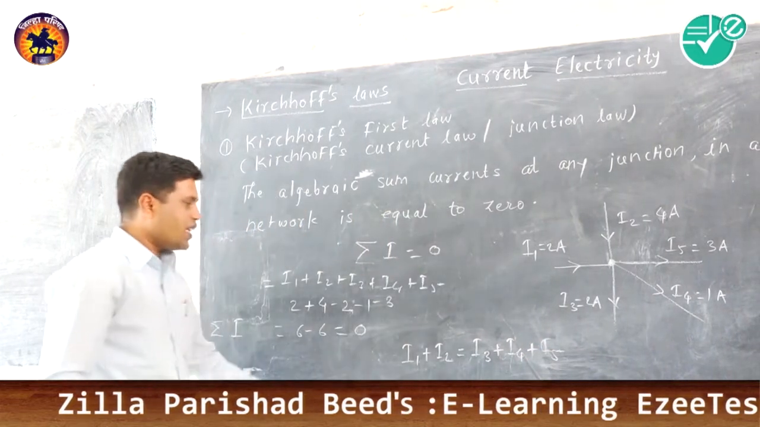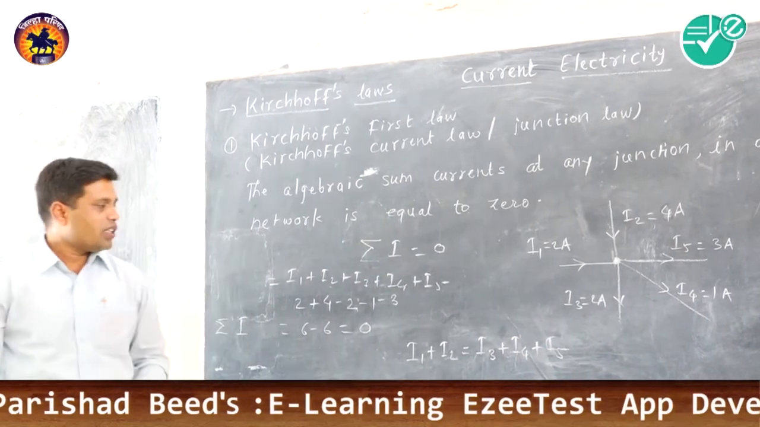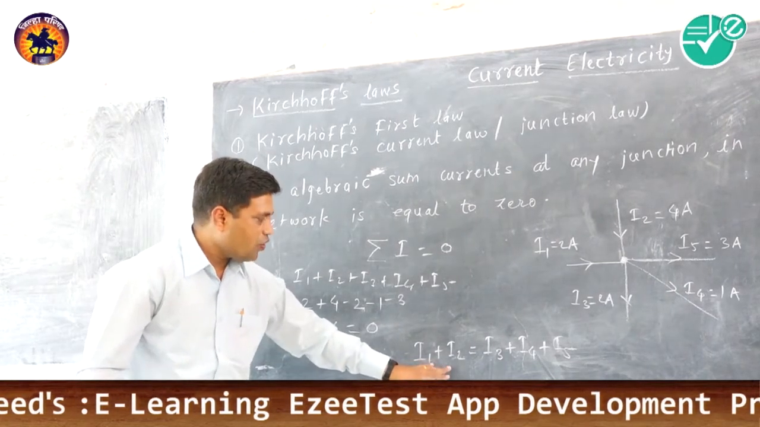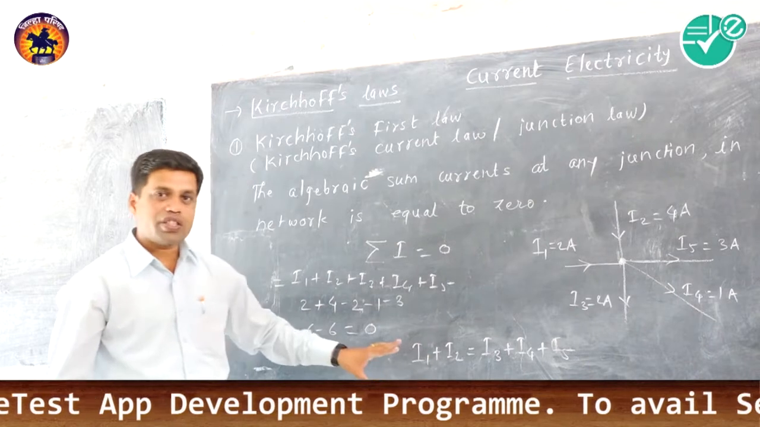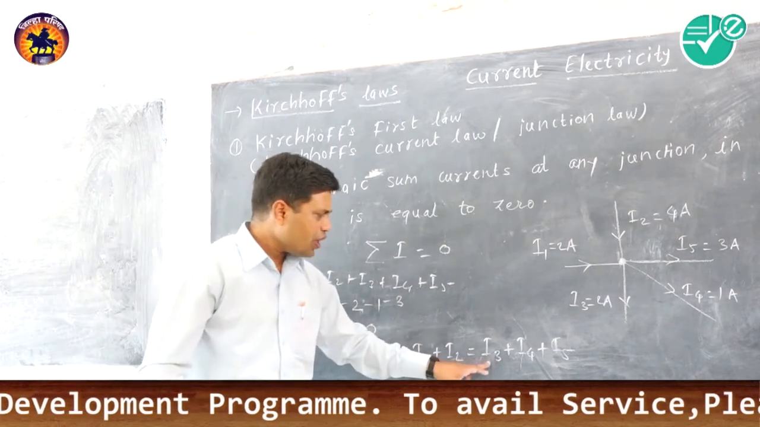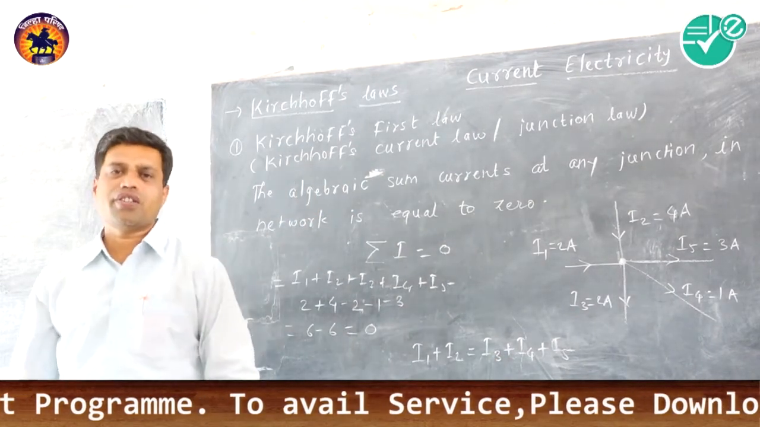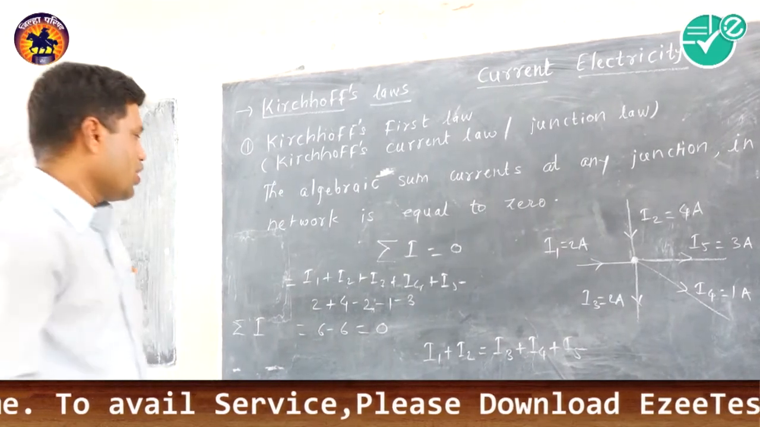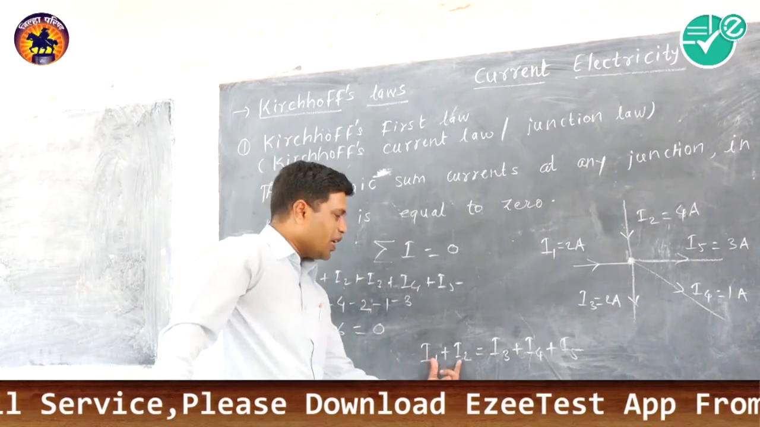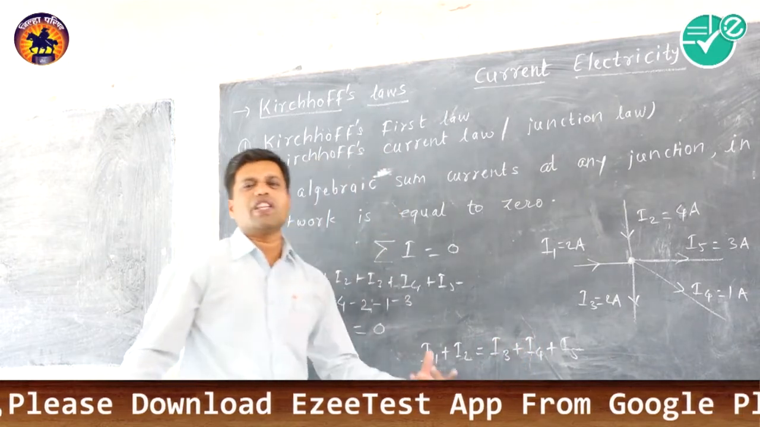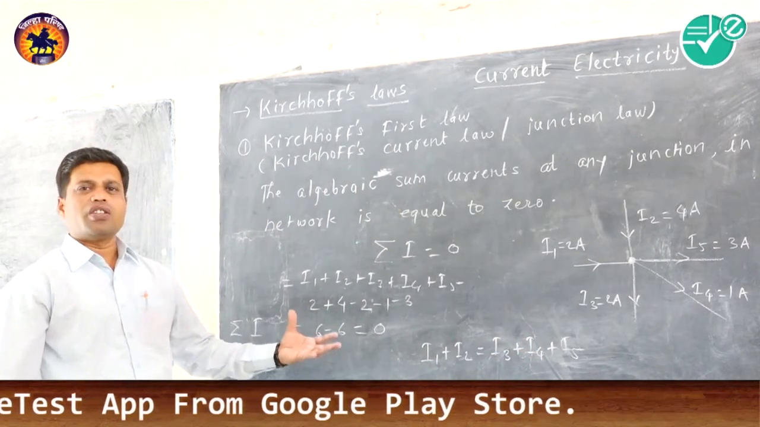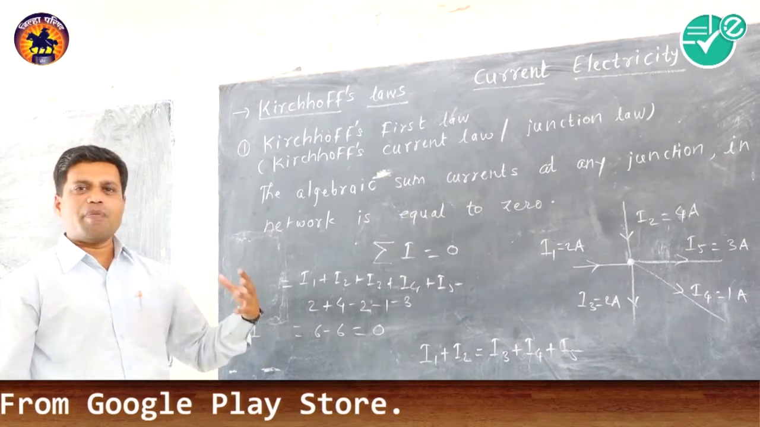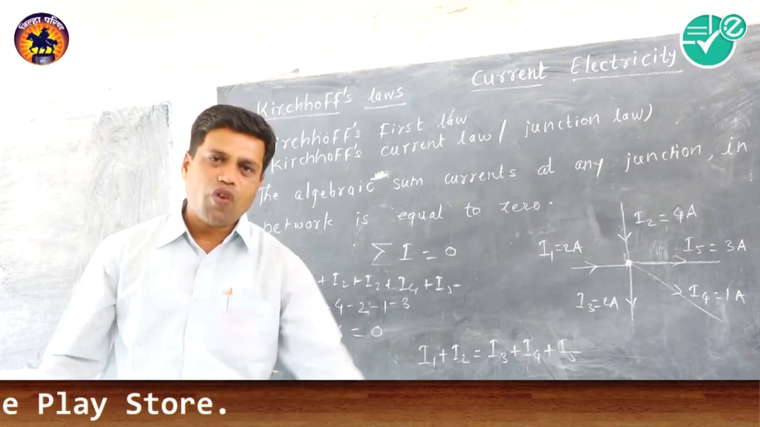We also can say that from this law, the summation of incoming current towards any junction is equal to the summation of outgoing currents which is moving away from the junction. Means for any junction, incoming current is equal to outgoing current. This is very simple. We can simply state it like this also: for any junction, the summation of incoming current is equal to the summation of outgoing current.